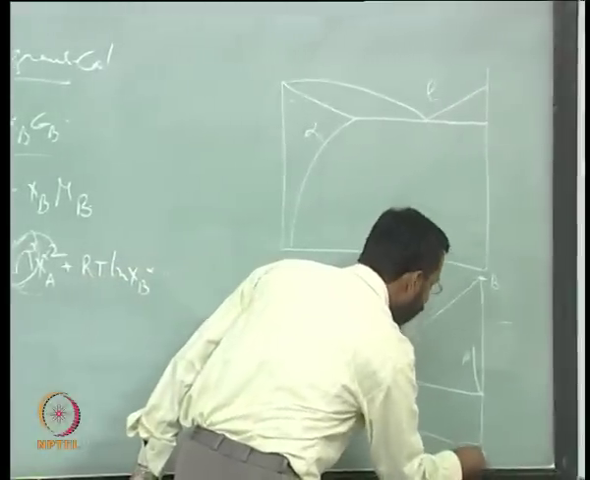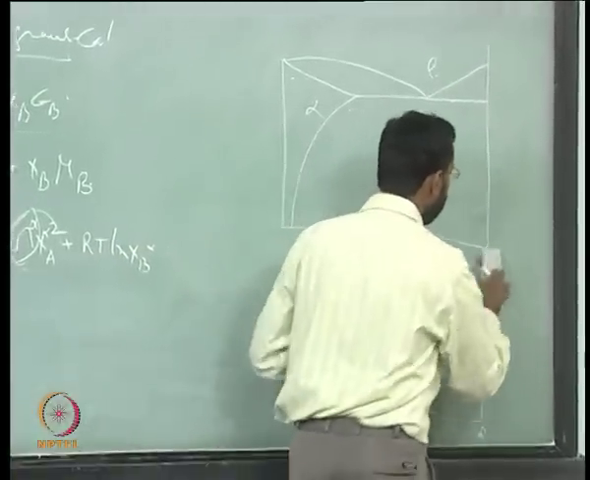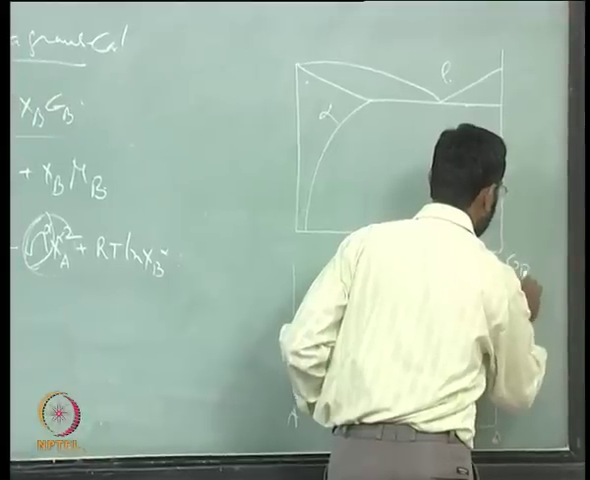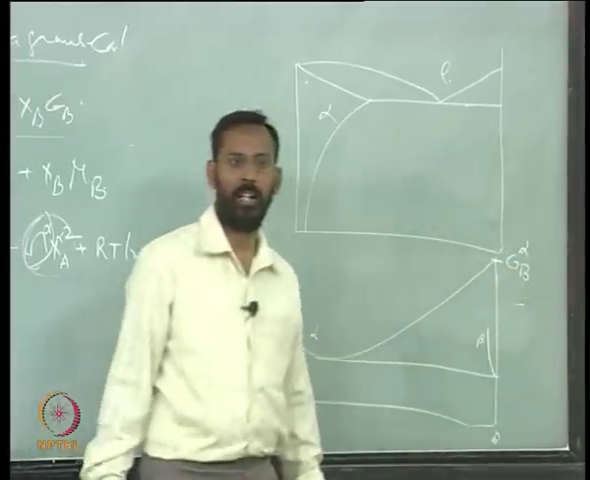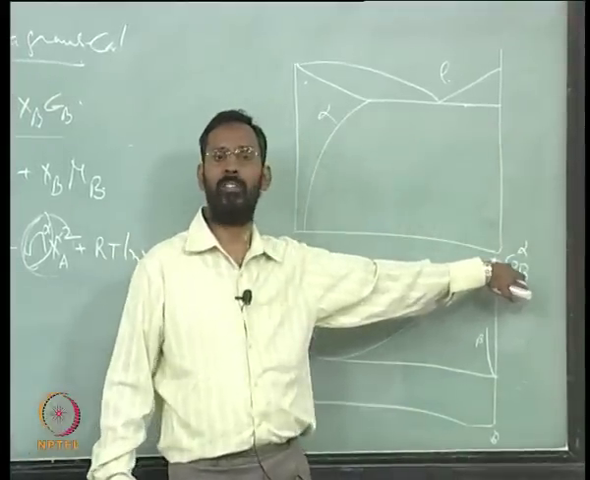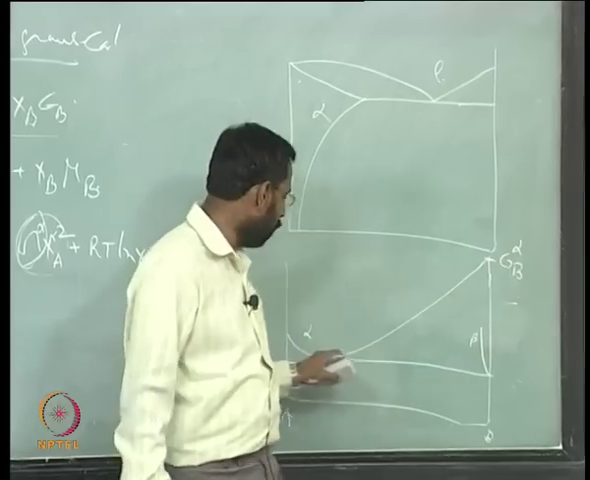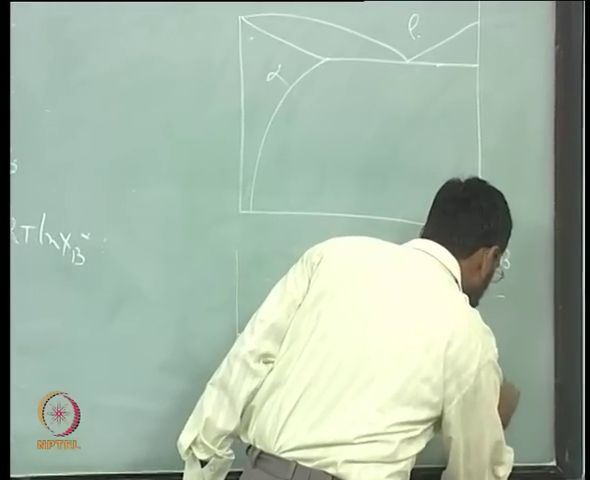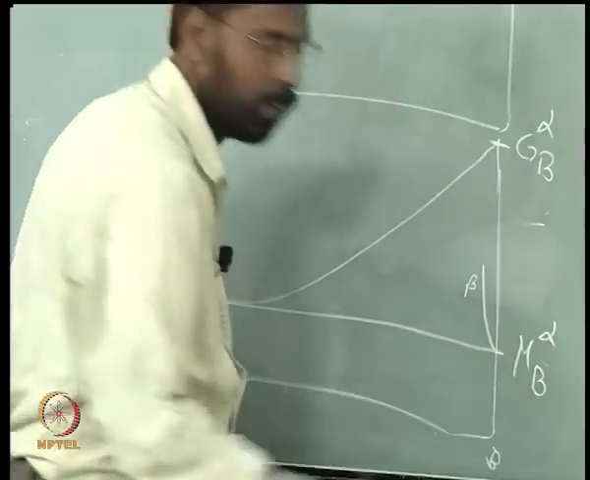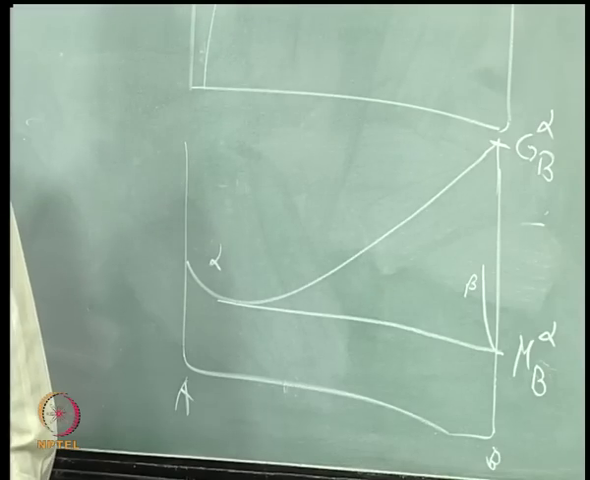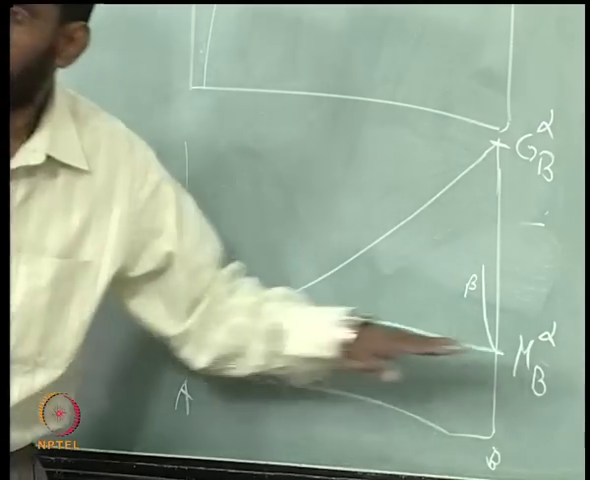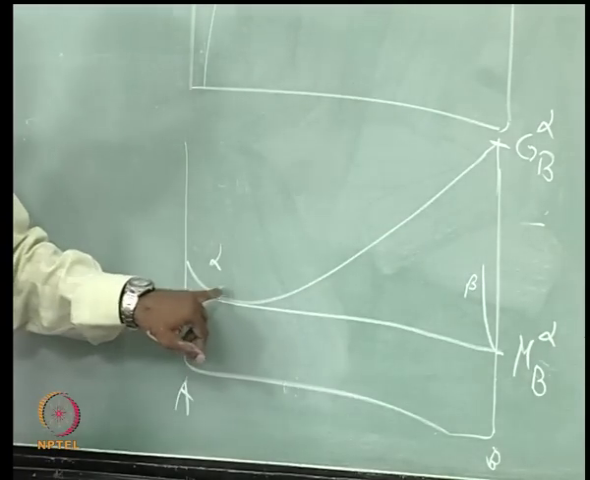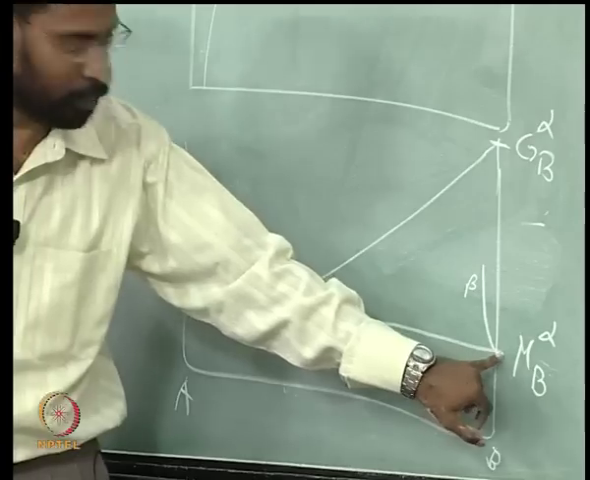So, if you look at this, what is this value? This is nothing but GB alpha. Am I right? What is this value? This is GB alpha, pure metal B in the alpha form. And what is this? This value is mu B alpha. Am I right? Because this is a common tangent and this is alpha. So, mu B alpha is here.